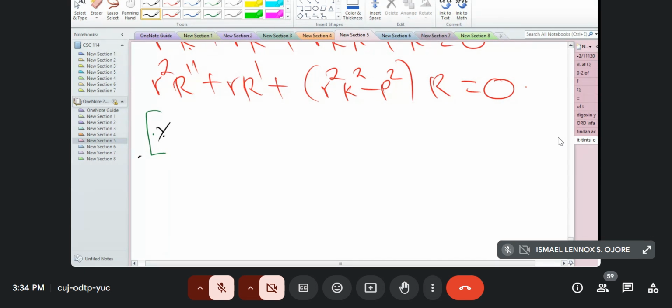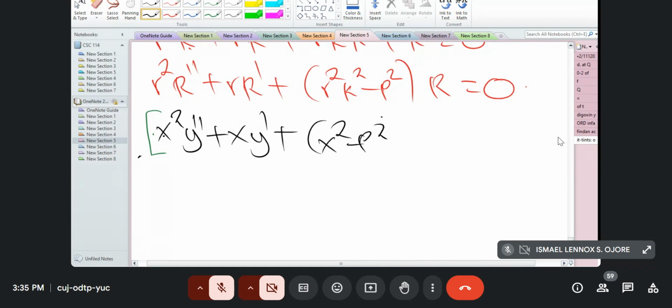General second order Bessel's is x squared y double prime plus x y prime plus x squared minus p squared times y equals 0. Clearly you can see R squared R double prime compares with x squared y double prime, R prime compares with x y prime, R squared k squared minus p squared compares with x squared minus p squared, then R compares with y. So for it to become Bessel's, we need this term to be some single index squared, not a product of two indices.